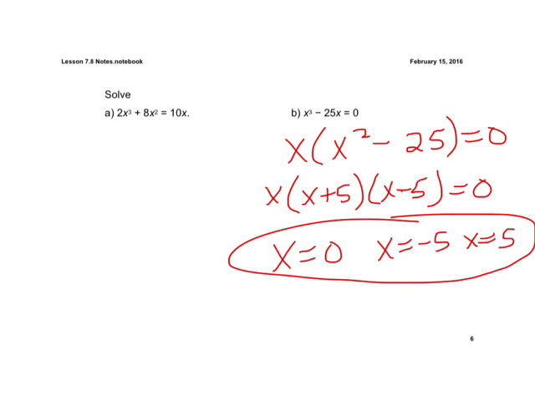Okay, on this, we can actually factor one more step. We said usually when we factor once, we're done. Well, in this section, we've got to check if we can keep factoring. A lot of times we're going to end up with perfect squares, or we're going to end up with difference of squares, or perfect square trinomials.